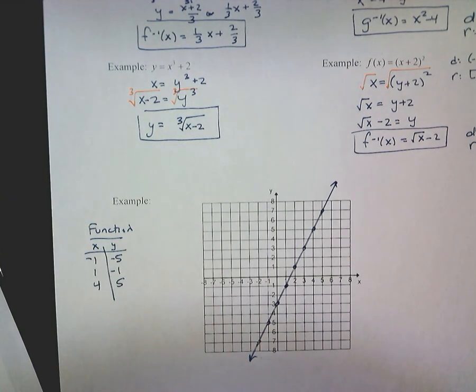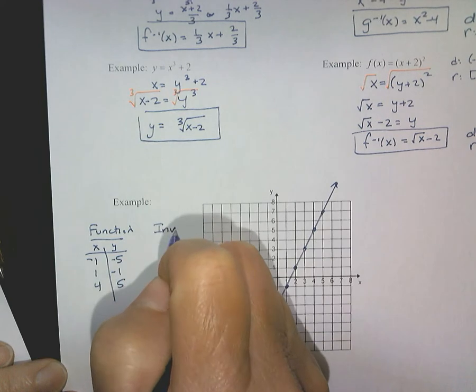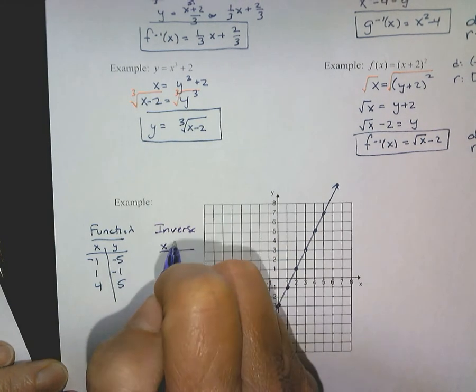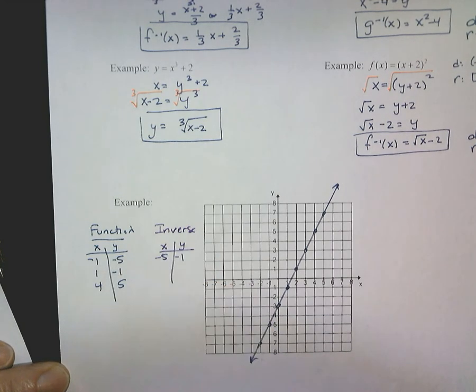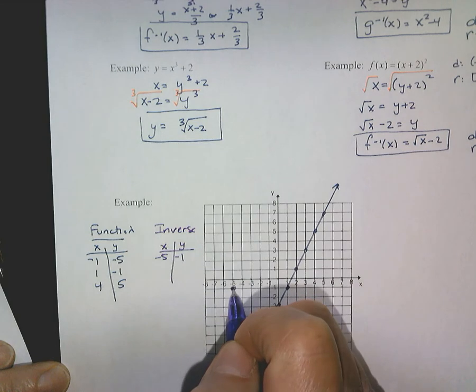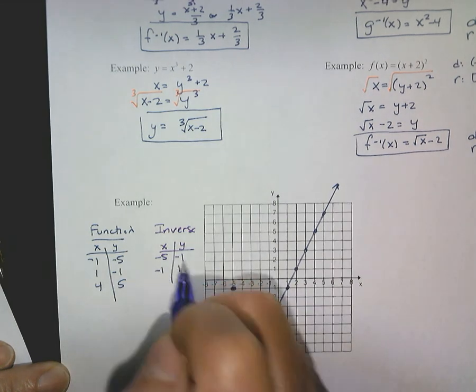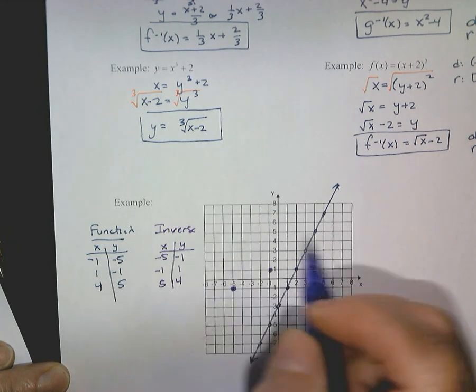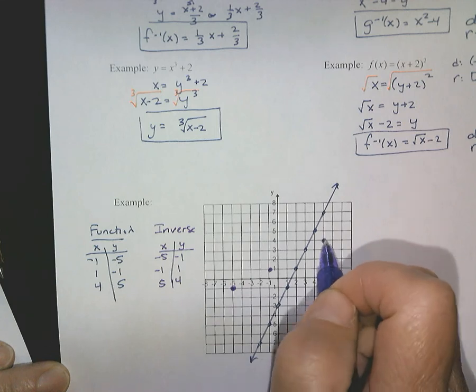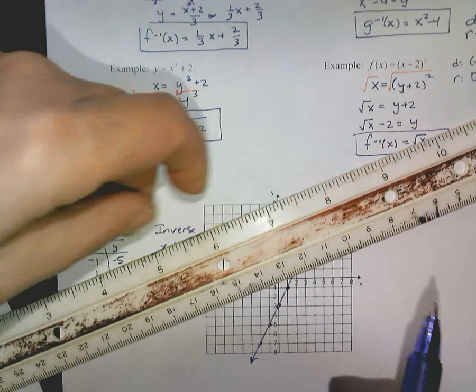Now to do my inverse, I'm going to switch x and y. So instead of -1, -5, I'm going to use -5, -1. Instead of 1, -1, I'm going to use -1, 1. Instead of 4, 5, I'm going to use the point 5, 4. That's enough points. I can now graph this.